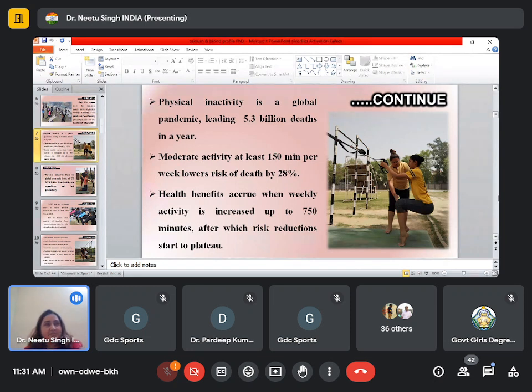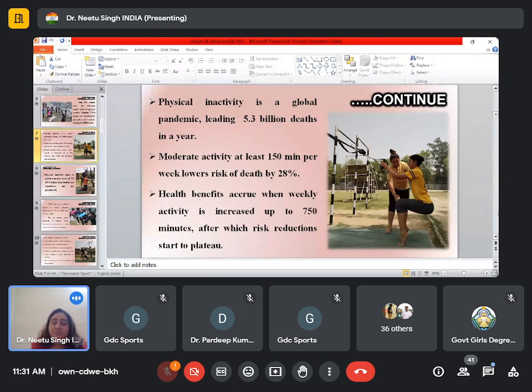Physical inactivity is a global pandemic. It is more dangerous than any other disease, and more dangerous than the pandemic we faced earlier in 2019 to 2022, that is Corona. Because 5.3 billion deaths every year are recorded. This is officially recorded data. We are not talking about the unrecorded data, which is not within the reach of the authorities. So 5.3 billion deaths every year. Moderate activity of 150 minutes per week lowers the risk of death by 28%.